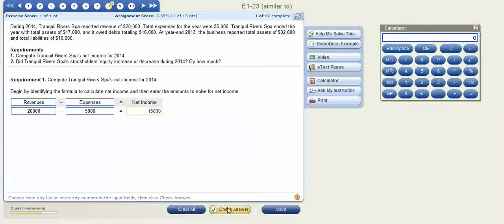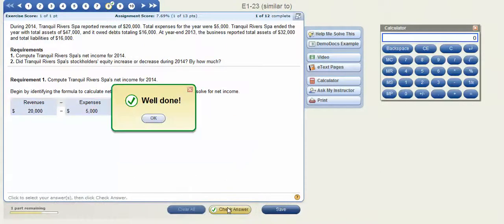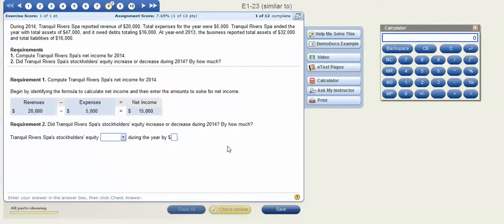So let's go ahead and take a look. We can check our answer. Are we right? Well done. We're right. If we're not right, we can have two more attempts to solve the problem. Let's see what that would look like.